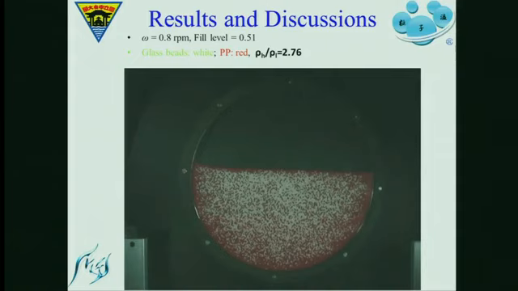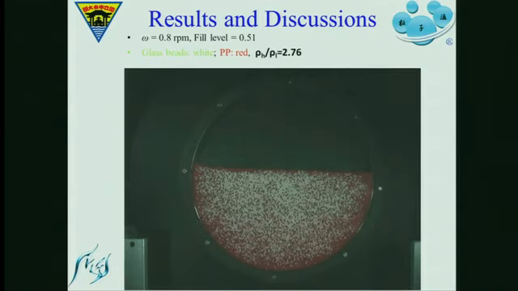So here is one movie. We use 0.8 RPM and a filling degree of 51%. The glass beads, the heavier particles, are white, and the PP are red. This movie is about 4 minutes, so we may see the change. Before we run this, as I mentioned, we can call it core segregation, but it is not very clear here. The heavier particles get here, and the lighter particles are here and here.